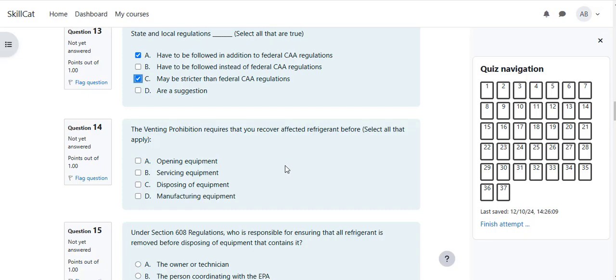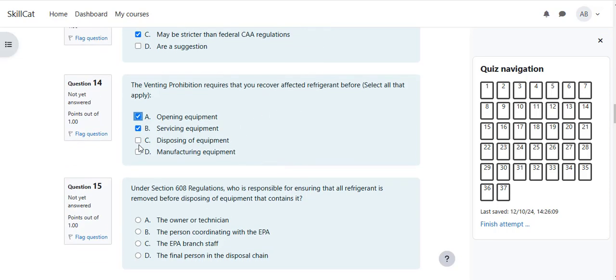The venting prohibition requires that you recover affected refrigerant before opening equipment, before servicing equipment, and opening it, and disposing also.